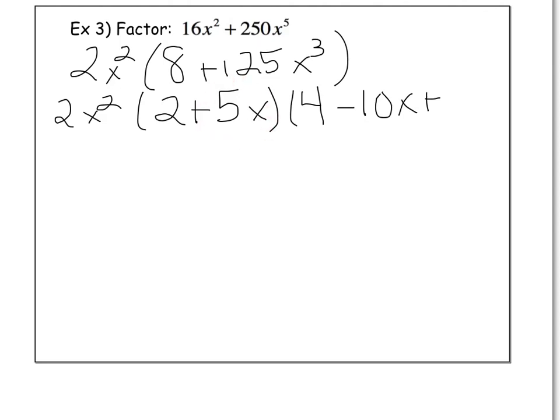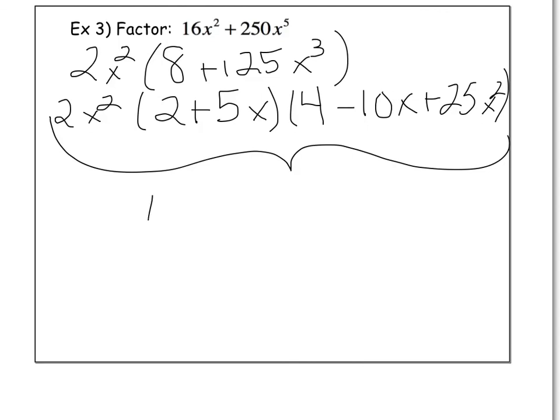Watch out for the common mistake here, though. It's 25x squared, though, because of that x. And so we have our final fully factored expression. And of course, if you do want to take the time to check these, you could multiply all that out, and you should get 16x squared plus 250x to the 5th.